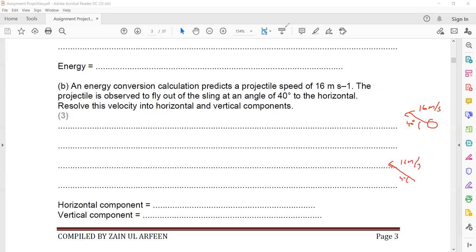So it will have two components. The component which is with the angle will be 16 cos 40. And the component which is against the angle is 16 sine 40. So we can see the horizontal component is 16 cos 40 and the vertical component is 16 sine 40. As we use a trigonometric ratio, we can identify the horizontal and the vertical components here. So 16 cos 40 will be 12.3 meter per second, and 16 sine 40 is equal to 10.3, so this will be equal to 10.3 meter per second.